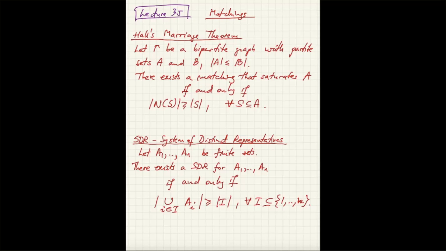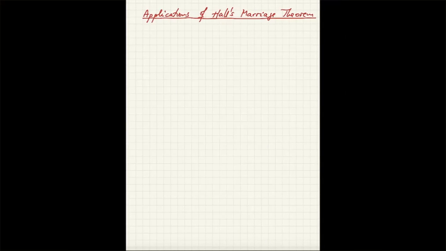Now today, we will do some applications of Hall's marriage theorem, and the first one we'll start with is discussing matchings in bipartite regular graphs. So we have a theorem about general bipartite graphs, and now we will focus on bipartite regular graphs.